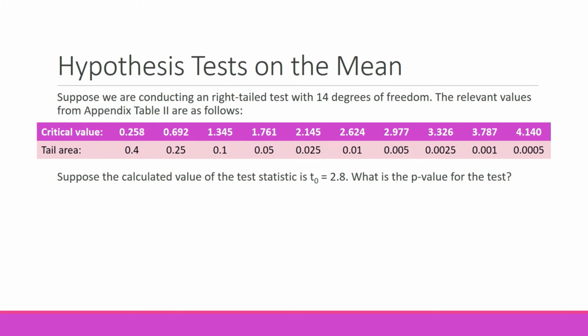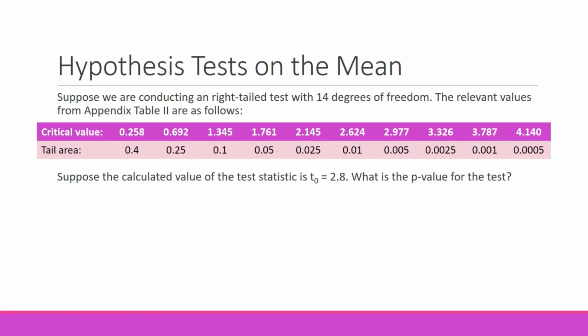Now remember, the way the table is set up, it gives us the right tail. So that makes things a little bit simpler on us since we're doing a right-tailed test, which would mean our alternative hypothesis would be greater than. So how would we find our p-value? Well, we'd want to find 2.8 in the table.